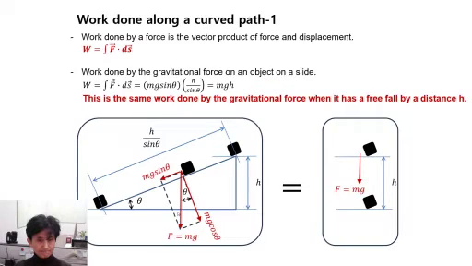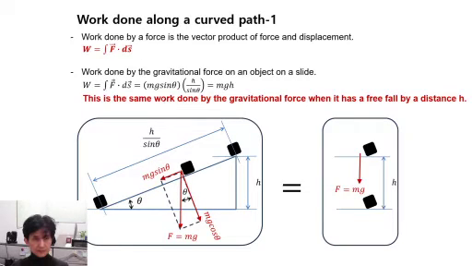And there is an example about the work done along a curved path. In this first example, when the force and displacement are not parallel, we have a dot product, F dot ds. That is the work done by the force with a displacement s.